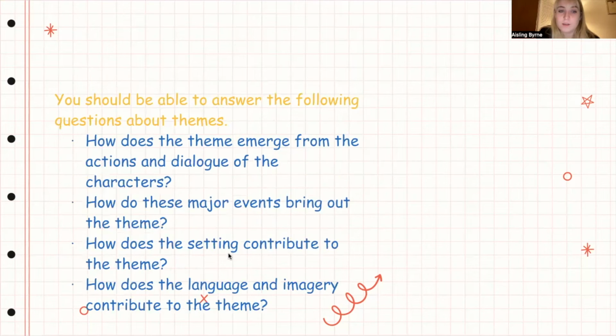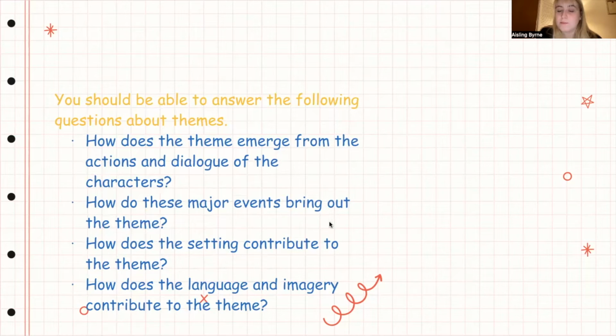So when we're thinking about questions on theme, you should be able to answer these sorts of questions. How does theme emerge from the actions and the dialogue of characters? How can we tell the theme from how the characters are speaking to each other? How do these major events bring out the theme?